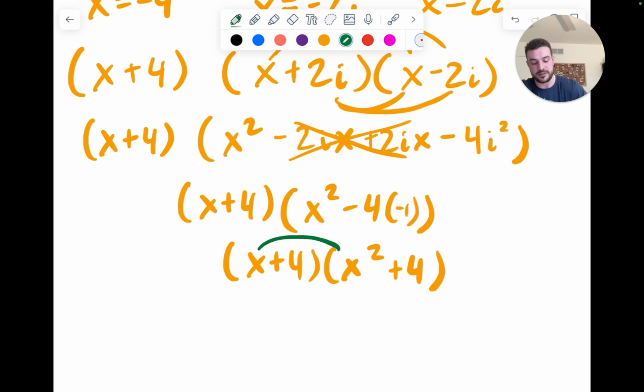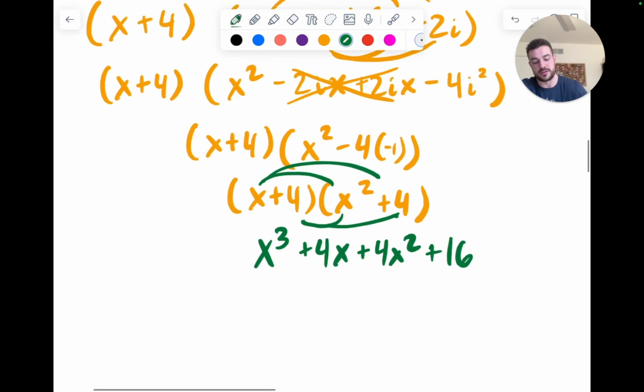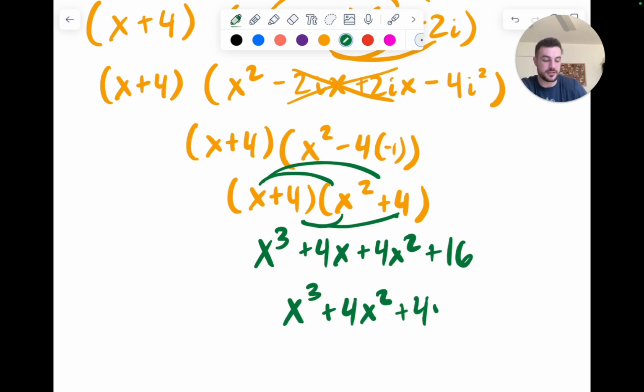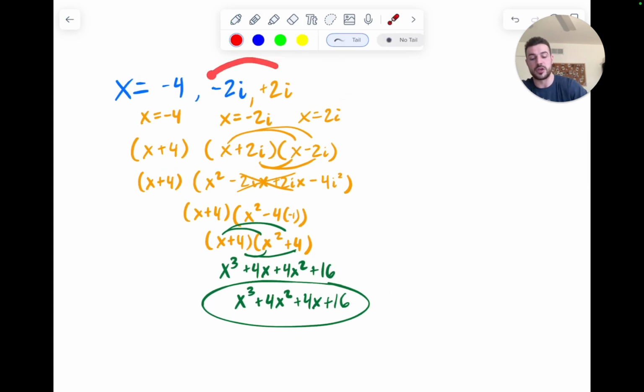So I'm going to have x and x squared is an x cubed, x and 4 is a 4x, x squared and 4 is a 4x squared, and then 4 and 4 is 16. So rewriting this in standard form, I get an x cubed plus 4x squared plus 4x plus 16 is my final polynomial. Now, I do want to show one more, and I wasn't really sure I was going to, but we should be pretty comfortable with this because for the most part, it is just multiplication and knowing how roots work. Knowing where things like i's come from helps this process.